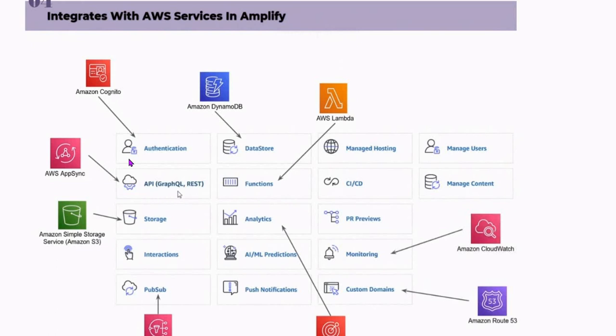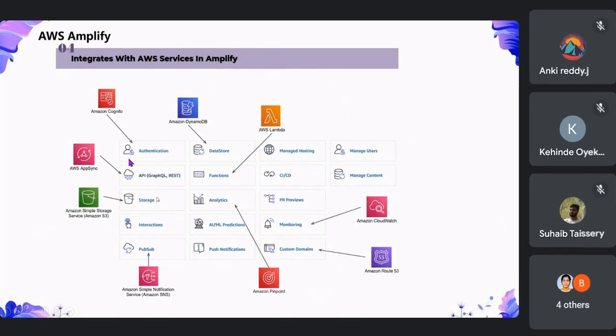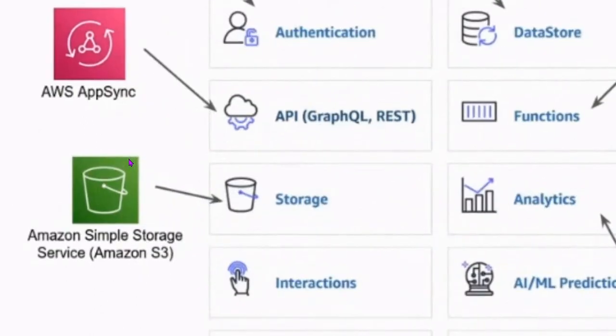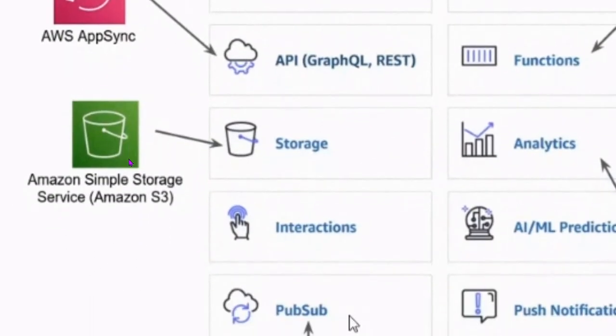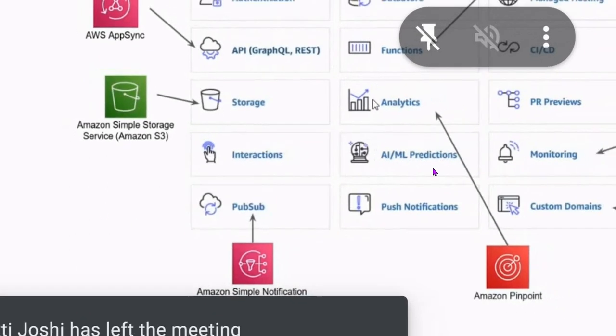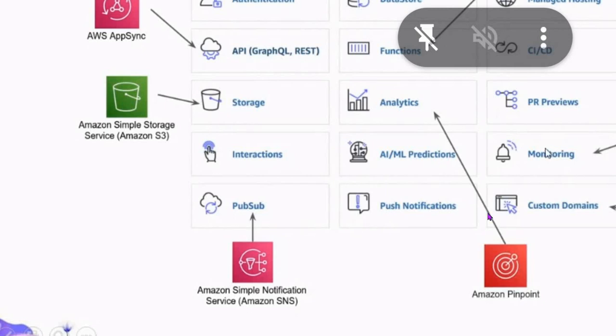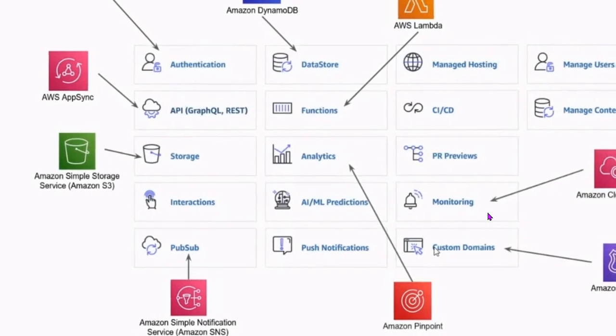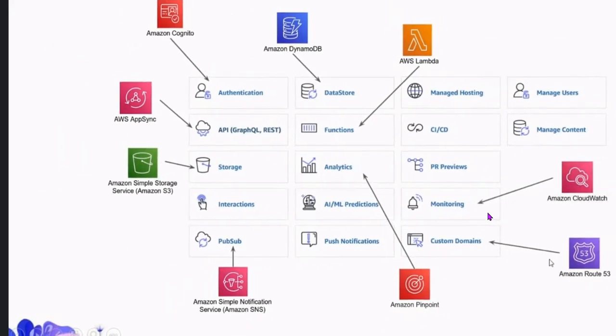In API and GraphQL, it integrates with AWS AppSync. In storage, we use S3, Simple Storage Service. In PubSub, we use Amazon Simple Notification Service. In analytics, we use Amazon Pinpoint. In monitoring, we use CloudWatch. For custom domains, we integrate with Route 53.